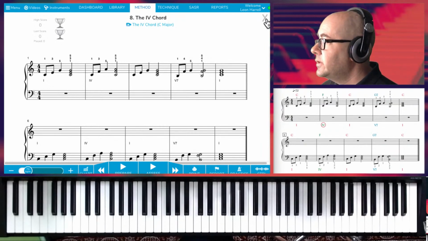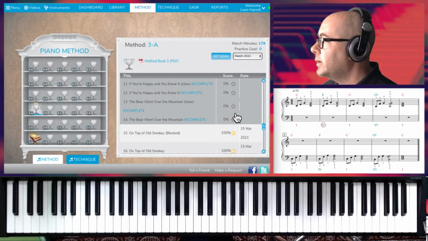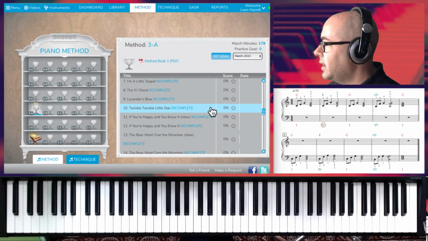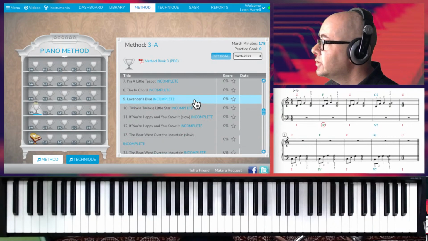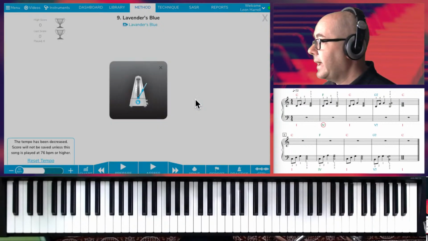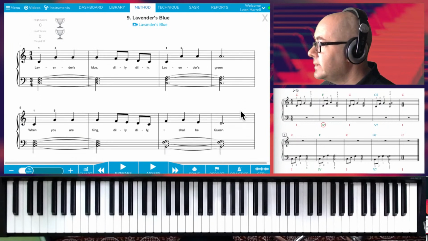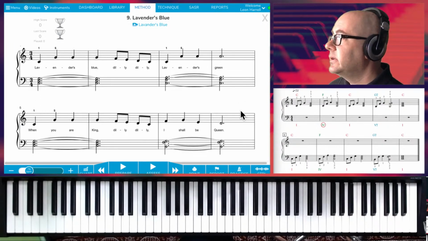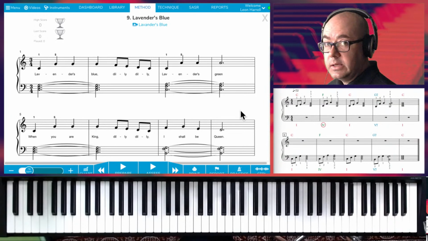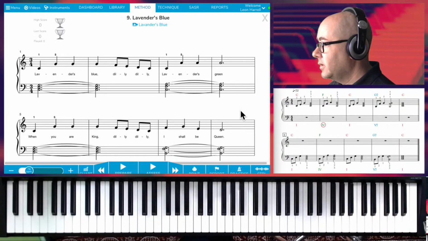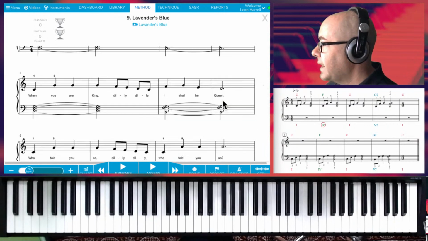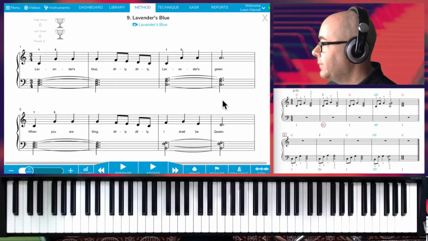Okay, so that is the 4 chord, and we're going to keep moving on so we can get through as much of this cabinet trophy level as we can. So the next tune is Lavender's Blue. All right, and here is an example where we've added in the 4 chord in that second inversion, C, F, and A. All right, and we'll sight read through that one.